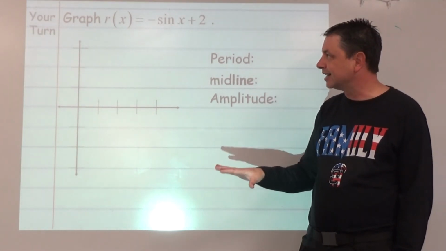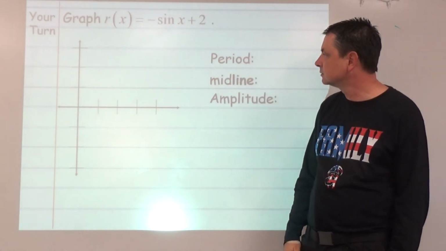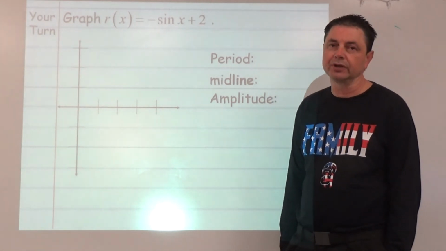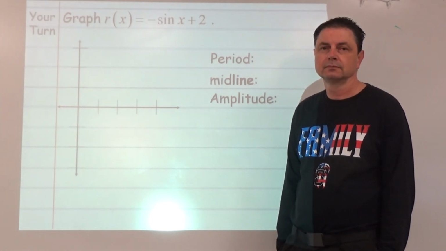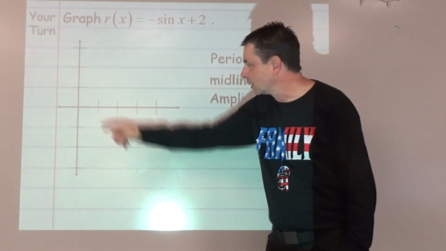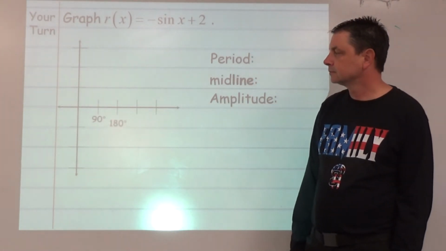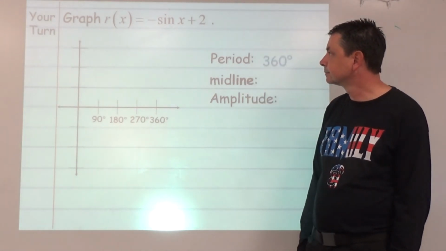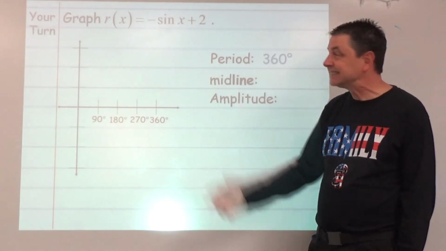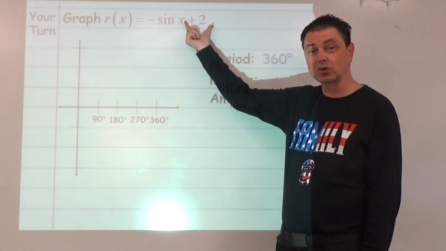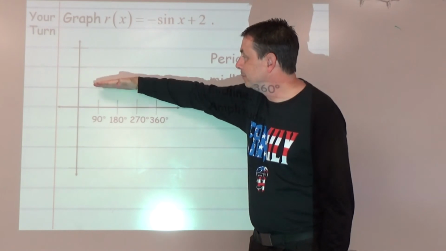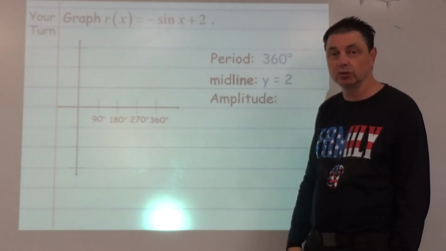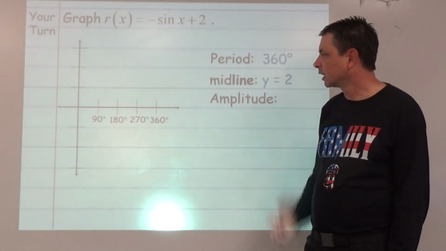Your turn. Pause here. Graph R of x. Identify period, midline, amplitude. Give it a go. Hit play when you're ready. Let's label our axis. We know our period. The midline, we're going to shift this graph up, so the midline is now going to be y equals 2. Let's draw that.